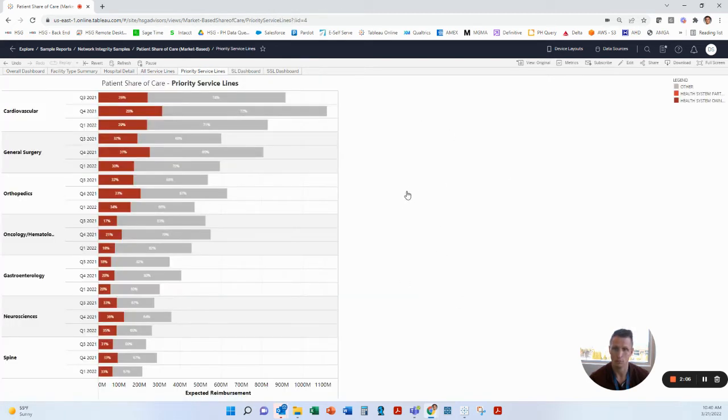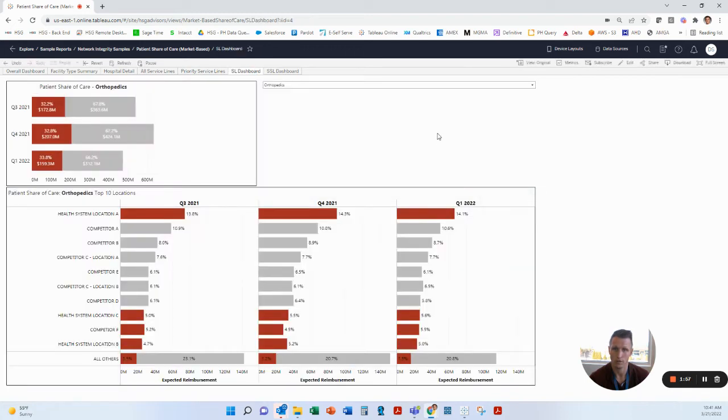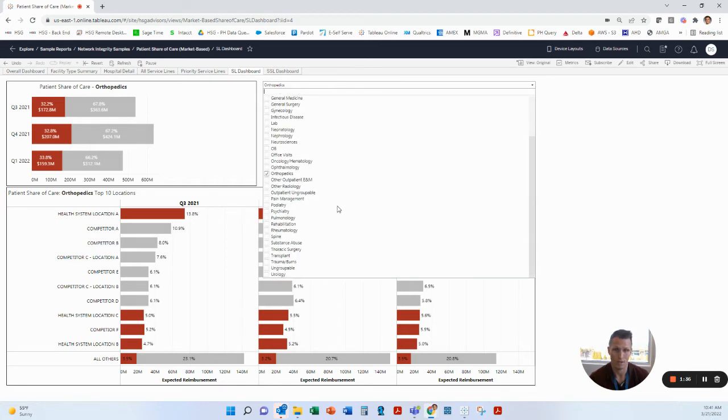Being able to maybe call out some specific priority service lines, looking at the same thing for those priority service lines, our capture and the relative volume of those. Then we'll want to get into some specifics, maybe within orthopedics, for example, where we can see how that orthopedic service line is trending specifically. Once again, who are the top locations and entities in which those services are being provided for all orthopedic services, inpatient, outpatient, physician office, etc. There are many other service lines that we'd be able to have similar views on.